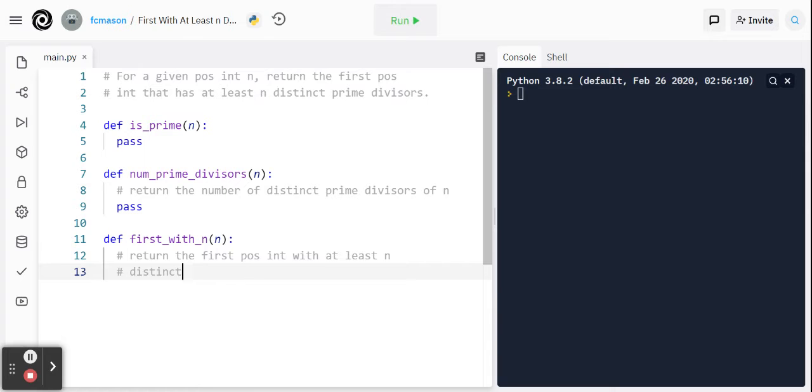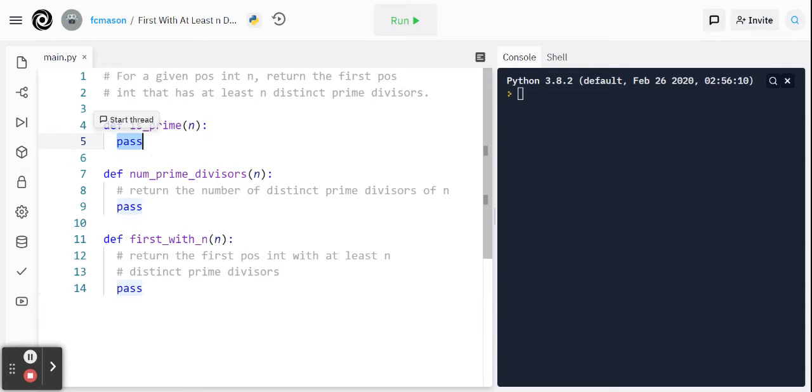distinct prime divisors. Comments on code, especially functions, are a very good idea, especially if they're a little bit harder to understand. It really does help a reader of your code if you tell them what the function is supposed to do. You don't have to go into great detail, but to simply tell them the kind of value that it gets, the kind of value that it returns, what it does for the user is extremely helpful. Okay, so actually, let's start to write this code then.